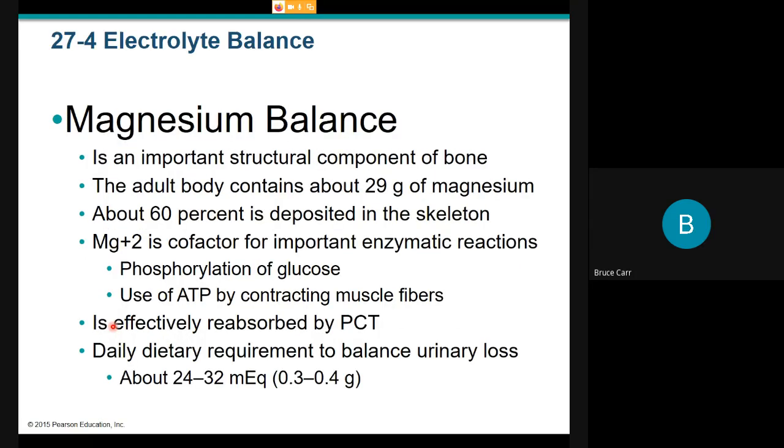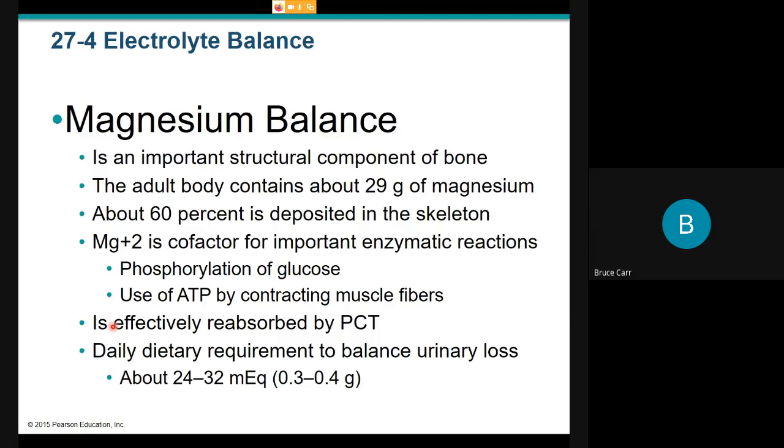Magnesium is something we haven't mentioned specifically, as I said earlier. It is important in bone. We do put magnesium in that crystal. We talk about hydroxyapatite as being a calcium carbonate and a phosphate salt, and it is, but it contains traces of others. One is magnesium, 29 grams of magnesium. About 60% of that is in our bone.